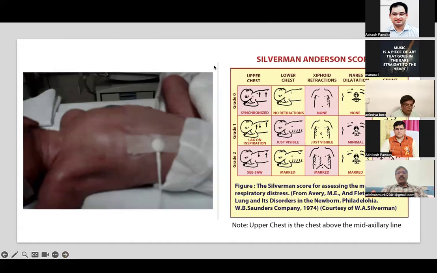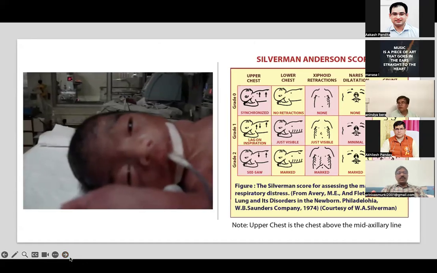So wonderful. So we would give CPAP support for this baby. Whether we'll give surfactant or not, we'll see later. But definitely this baby is an indication for surfactant. No, sorry, CPAP.